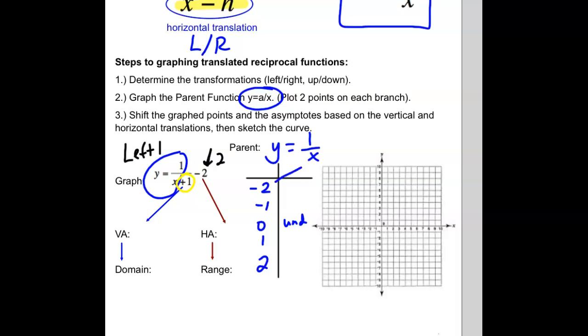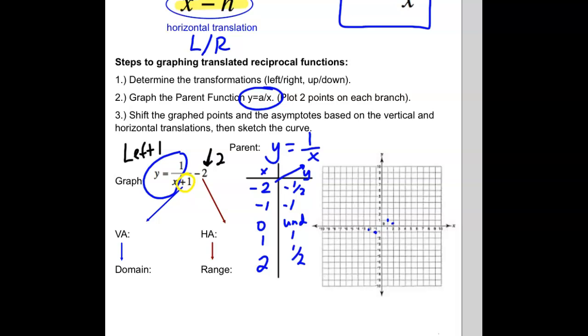If we put a negative 2 in for our x value, the y value that we get out would be 1 divided by negative 2, or negative 1/2. So negative 2, negative 1/2. Put a negative 1 in, we have 1 divided by negative 1, which is negative 1. And then if we put a positive 1 in, we get positive 1. And if we put a positive 2 in, we've got a positive 1/2. So we have 2 points on each branch. And remember, these are curved branches that approach those x and y axes.